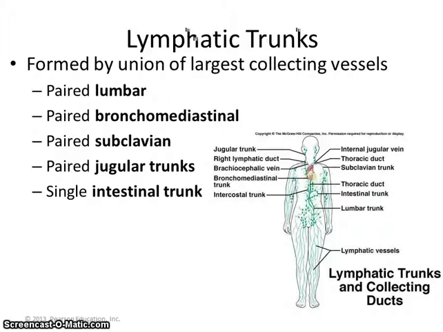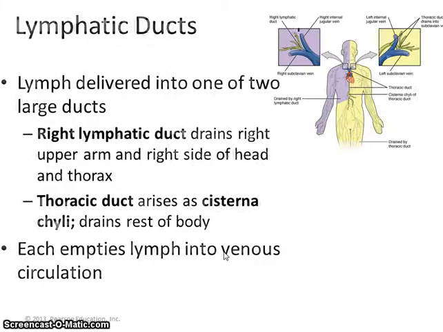Okay. Lymphatic capillaries, collecting vessels, and then lymphatic trunks. Once you've got large collecting vessels coming together, they form trunks. So you've got paired lumbar, bronchiomediastinal, subclavian, jugular, and then just a single intestinal trunk coming up. Those trunks continue up, and then they become ducts. There are two large lymphatic ducts, the right lymphatic duct and the left lymphatic duct, or the thoracic duct.